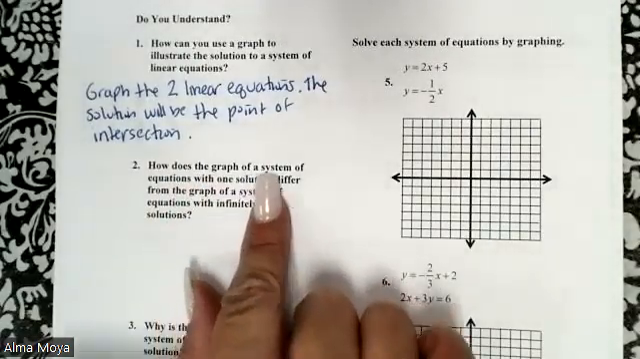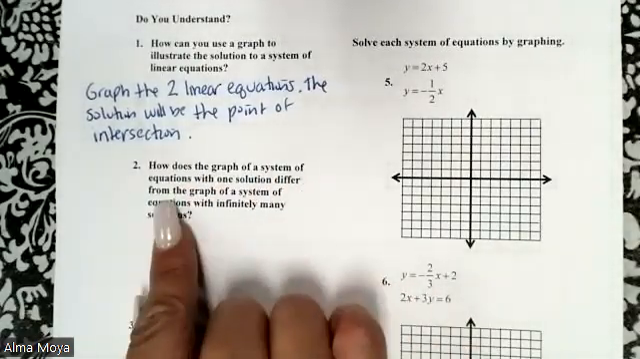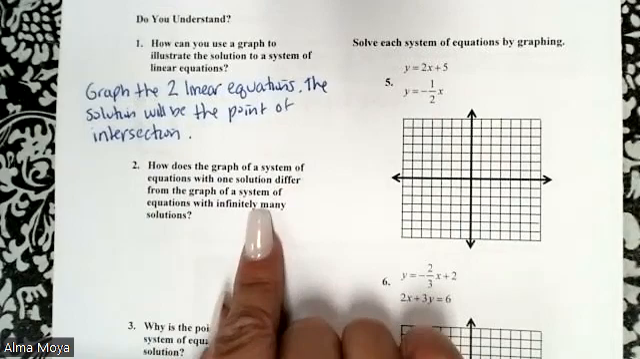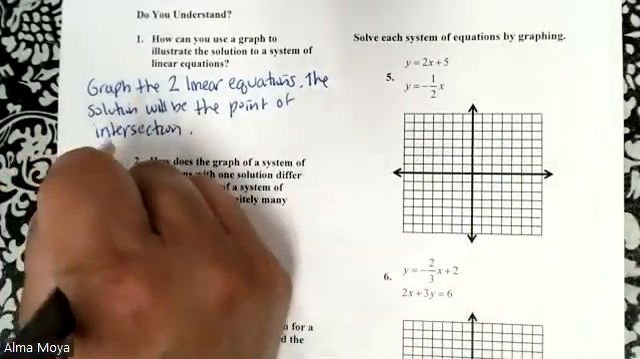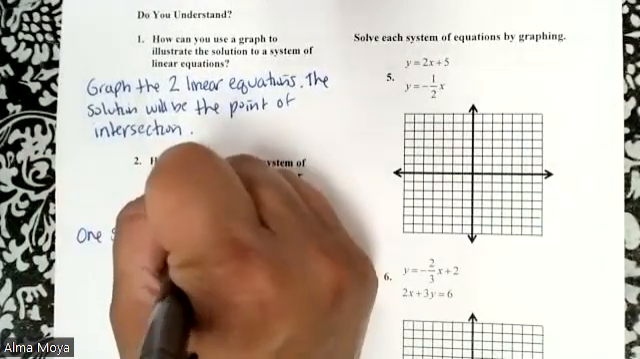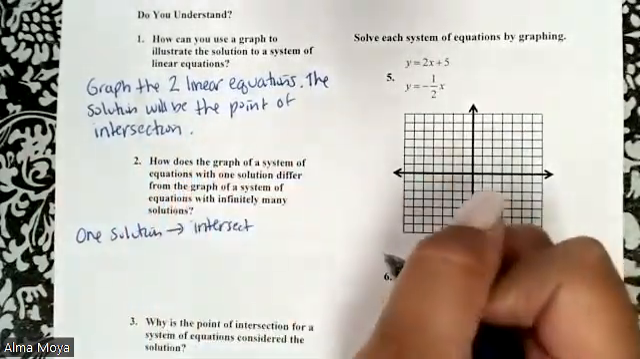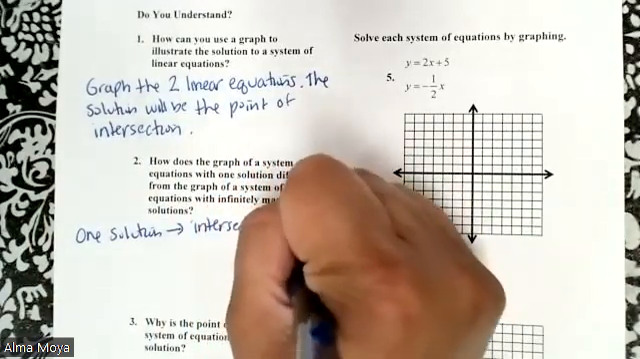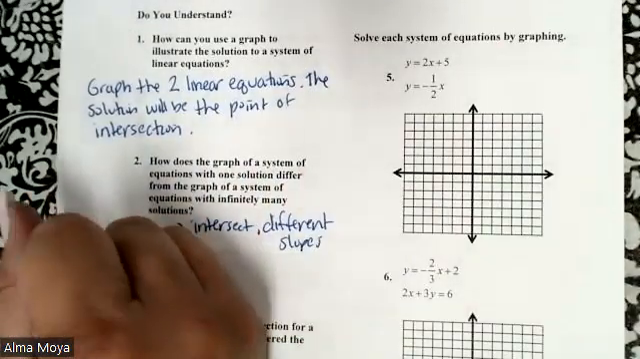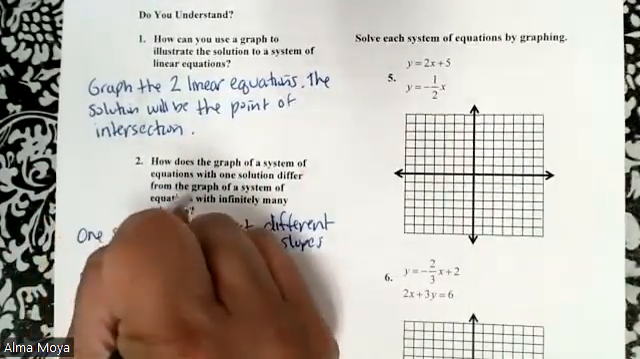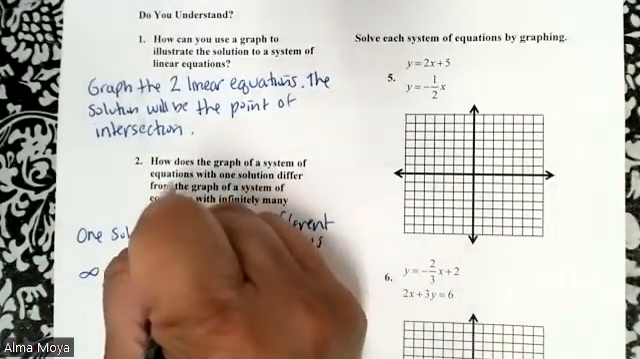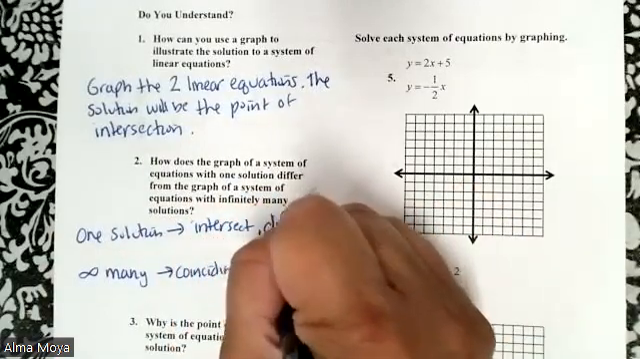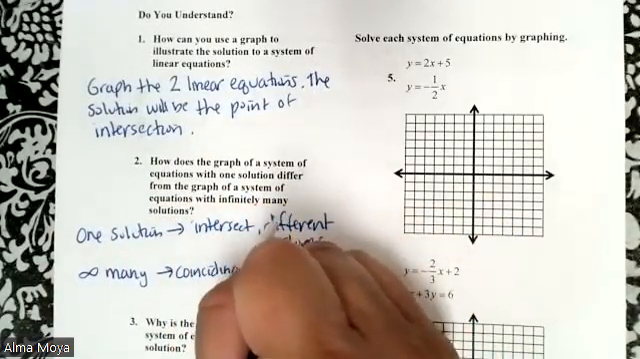How does the graph of a system of linear equations with one solution differ from the graph of the system of equations with infinitely many? Well, if it has one solution, that means that they intersect. So one solution means they intersect. They have different slopes. If it's infinitely many, that means they're coinciding lines, meaning they have the same slope and same y-intercept.